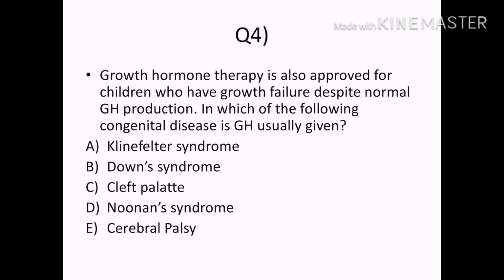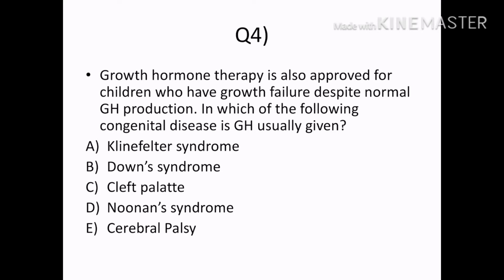Question number 4. Growth hormone therapy is also approved for children who have growth failure despite normal growth hormone production. In which of the following congenital diseases is growth hormone usually given? Klinefelter syndrome, Down syndrome, cleft palate, Noonan syndrome, cerebral palsy.